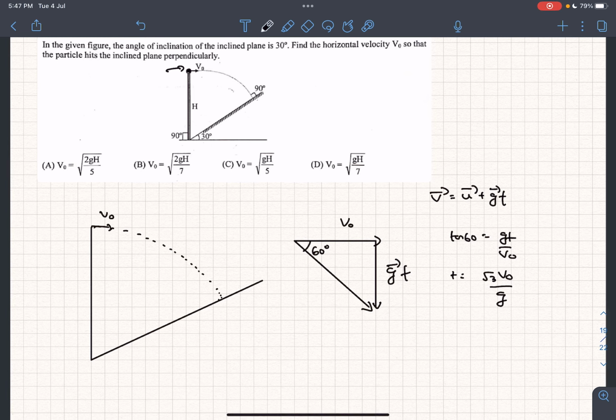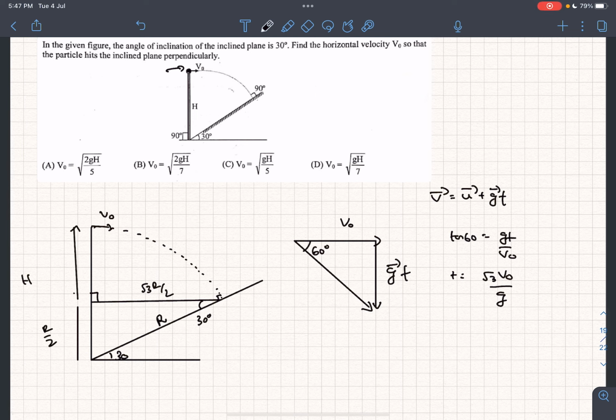So this is how the diagram of the situation looks. Let's just say for a moment that this distance is r. From this diagram, draw a horizontal line at this point. We can say this angle is 30 degrees. So this would be root 3 r by 2, and this distance over here would be r by 2. So this height is now h minus r by 2.